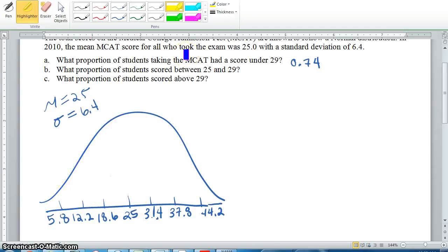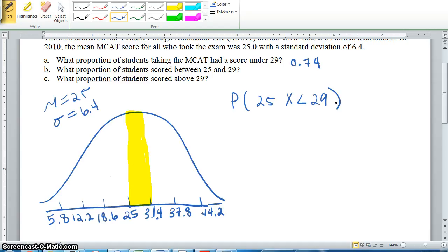Okay, so for our next problem, we want to find the proportion of students that scored between 25 and 29. And so again, we should shade in this region. This is about the 29 area to about 25. So if we want to find this, we find the probability that x is between 29 and 25. The way that we can find this is by subtracting the probability that x is less than 29 minus the probability that x is less than 25.